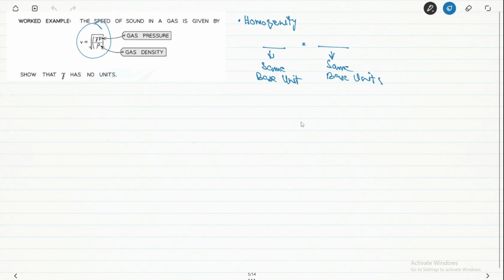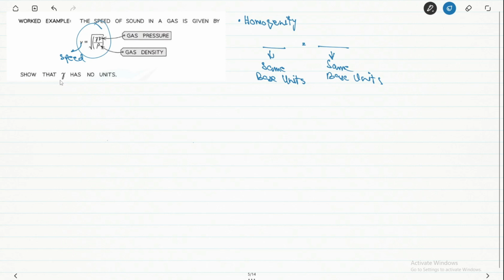Now, homogeneity. What is homogeneity in physical equations? Basically, every physical equation that you have will have the same base units on both sides. So the base units on one side of the equation would be the same as the base units on the other side. Let's see this question as an example first. This is the equation of speed of sound. This is speed, the value above is pressure, and the denominator is gas density.